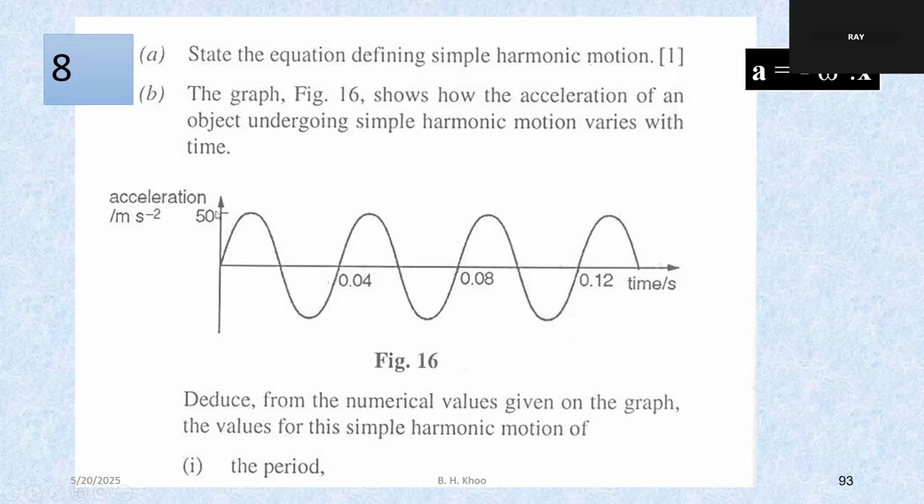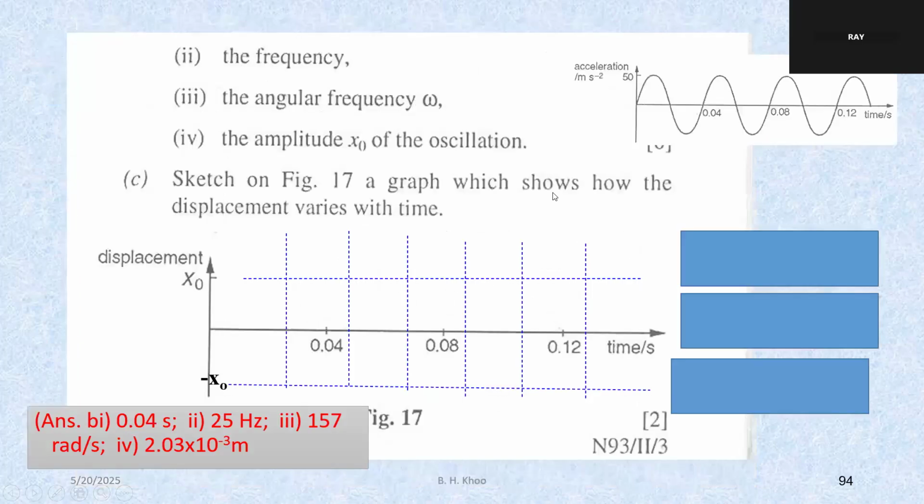This is a graph of acceleration against time. Deduce from the numerical values given in the graph the period of this simple harmonic motion. What is the period? No need for omega, read from the graph only. Straightforward: 0.04 second. Frequency is 1 over 0.04.